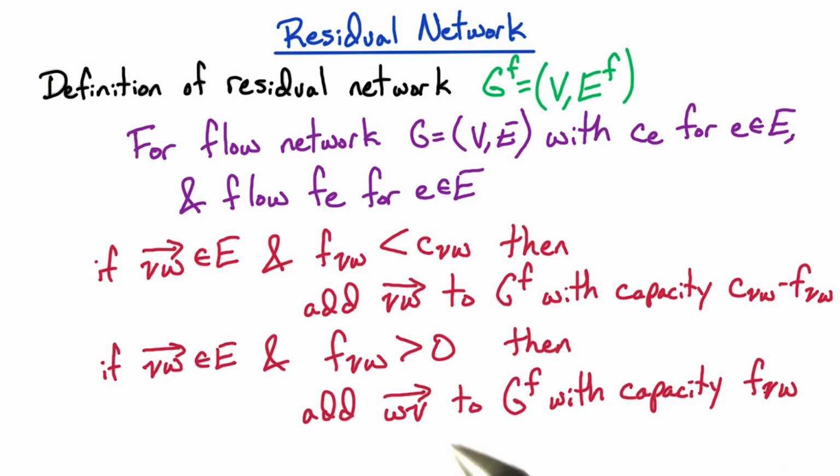Now, since we sometimes have the forward edge and the backward edge, this is why in our original flow network we removed anti-parallel edges. This way we're allowed to add the forward edge and the backward edge, and we don't have to worry about any interaction.